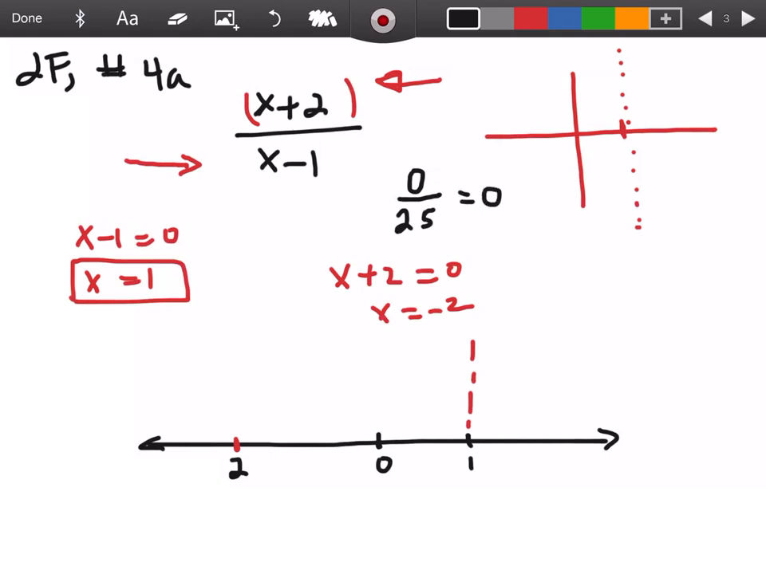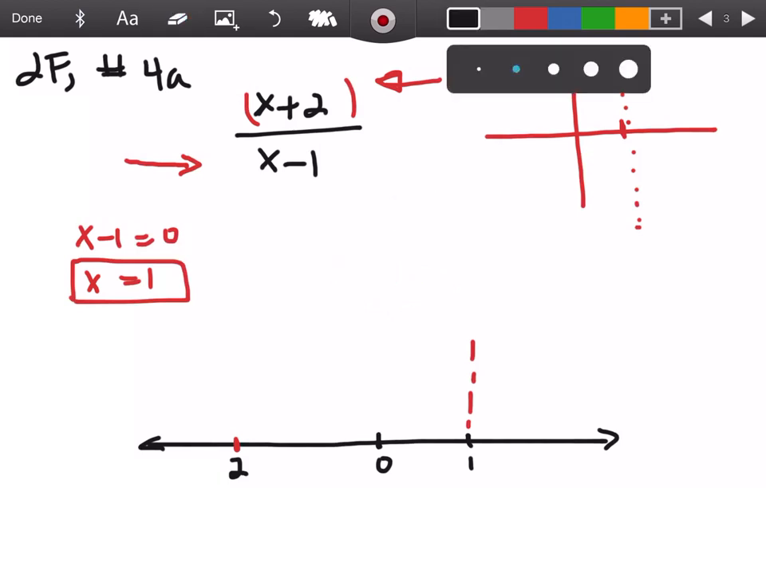So that's why you can just focus on the numerator to get your zeros, to get your roots. All right, so I'm going to erase that. Got the roots. There's only one root in this function. So that's that right there. So now we've got to find out what's going on to the left and to the right.